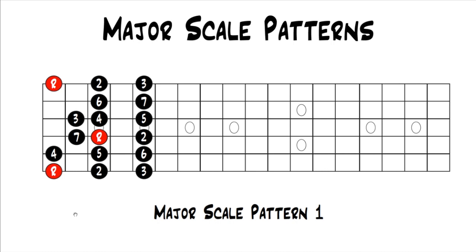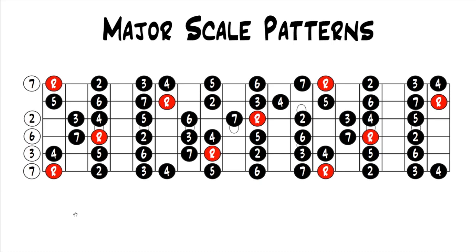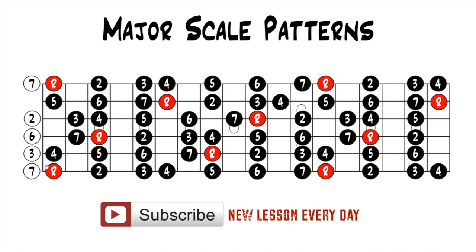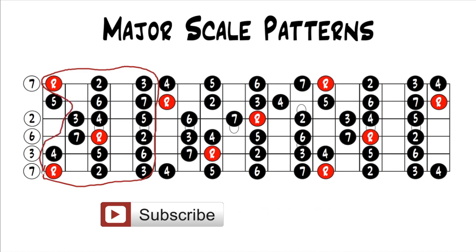So if we go back to what we started with, the whole major scale up and down the whole fretboard, you'll be able to see that pattern number 1 starts right here on this root, and it covers these notes. So that's where pattern number 1 lies compared to the whole major scale up the whole fretboard.